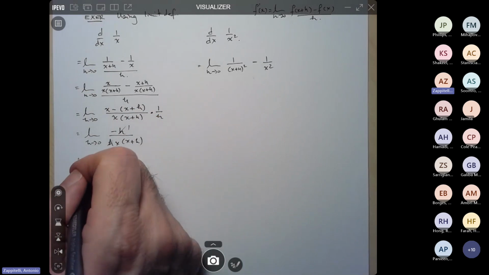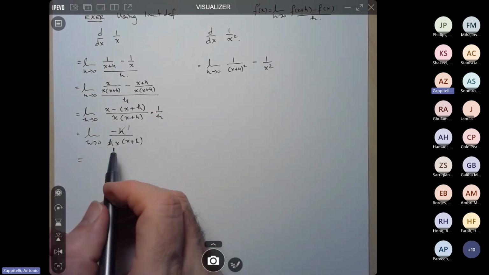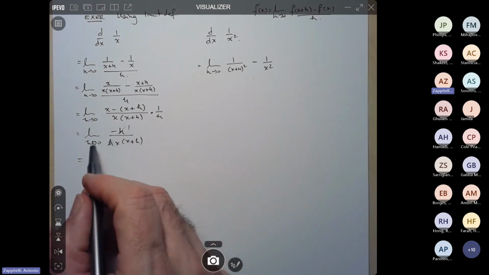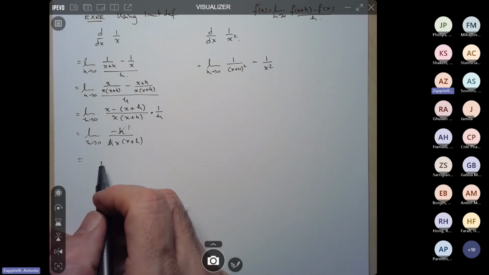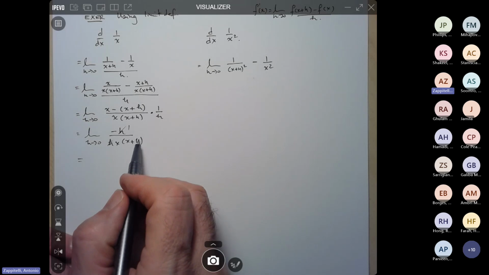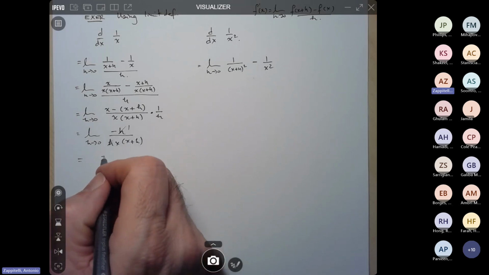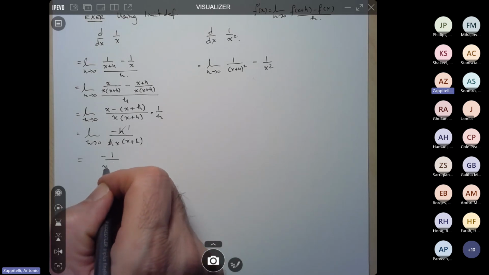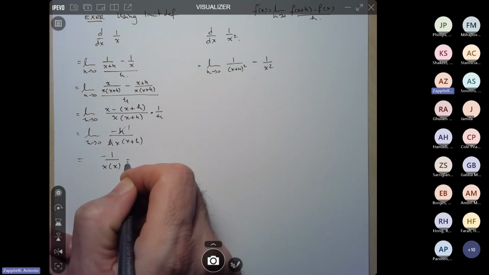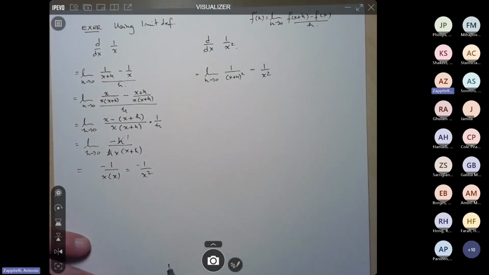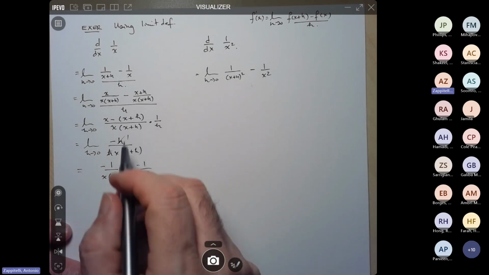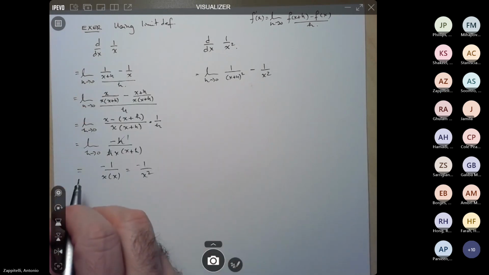So I'm just left with a -1 in the numerator. And now in the denominator, I can evaluate the limit because x is not affected by h approaching 0. And here as h approaches 0, this whole thing just approaches x. So this approaches 1 over x times x, or -1 over x squared. Okay. Now, does this match our rule?